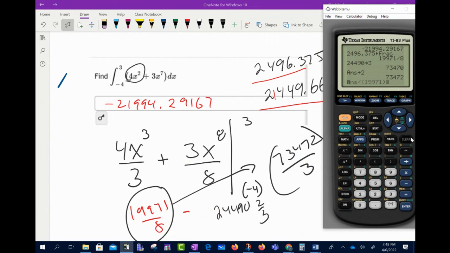That's what I wanted to do. Sorry, 19,971 over 8 minus 73,472 over 3. And if I do math fraction, does it do it here? Still not doing it. Well, the fraction would be negative 527,853 over 24. There you go. So you got it.